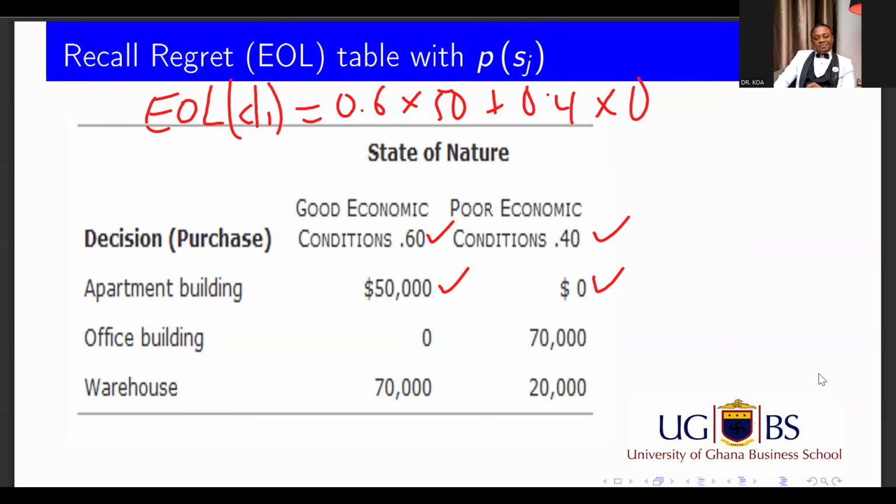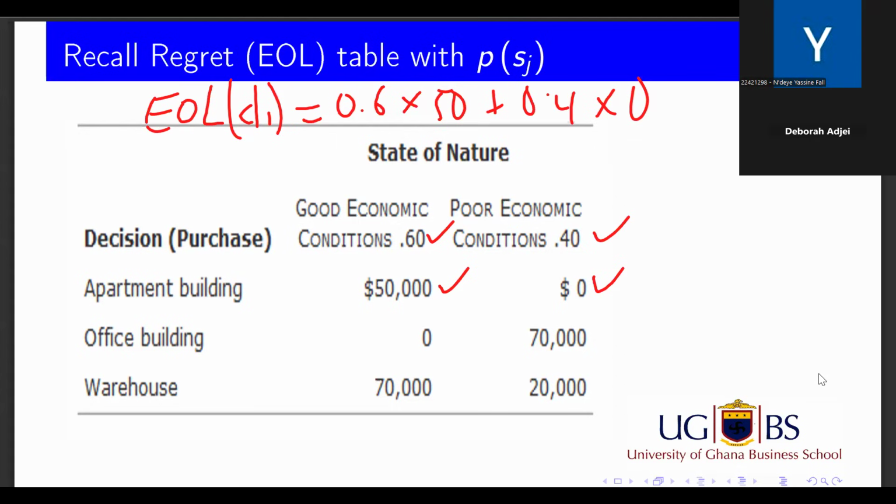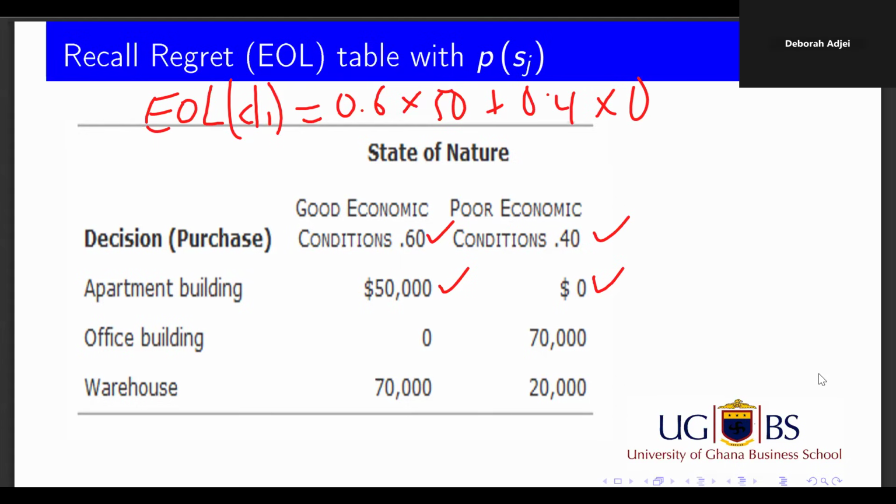So using this approach, how many has warehouse 1? How many has office building 1? And how many has apartment 1? Can anybody tell us? Apartment building has 1, 2, no 3. Office building is 2, and warehouse has 1, 0. Yeah, Deborah. Office has 3, apartment has 2, and warehouse has 0. Before this EOL, they were at par. They all had 2, 2. And this EOL indicated who won? Office building, which then means that office has added 1 more to the 2.